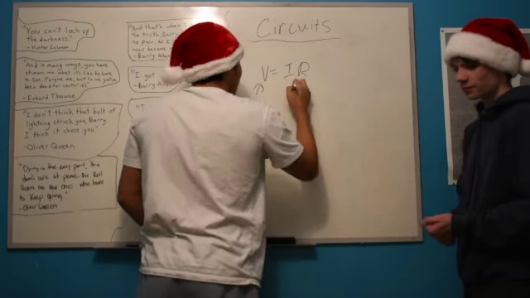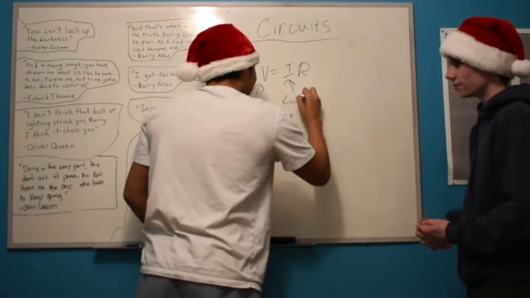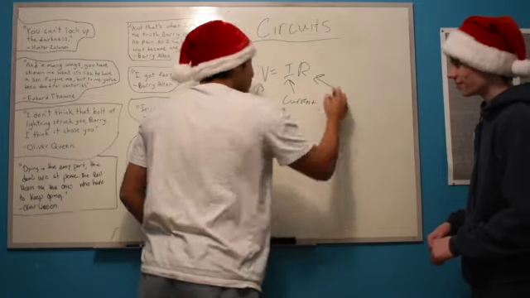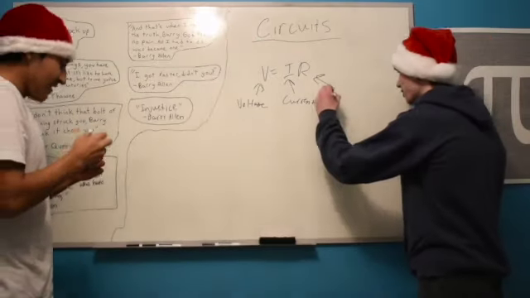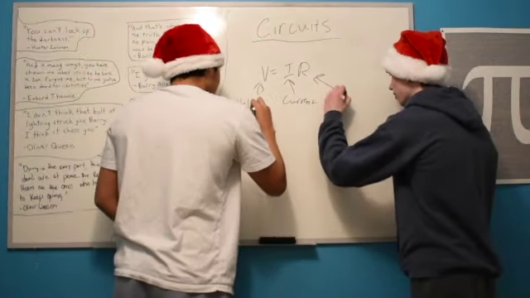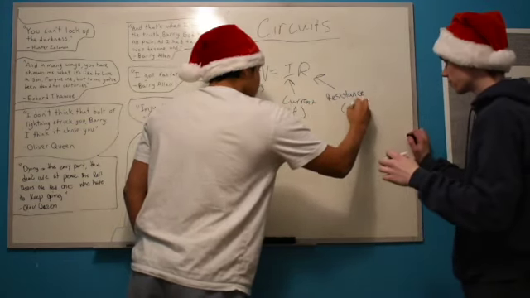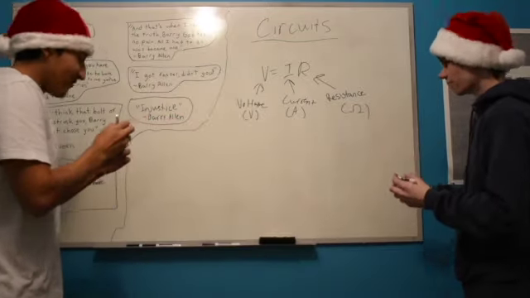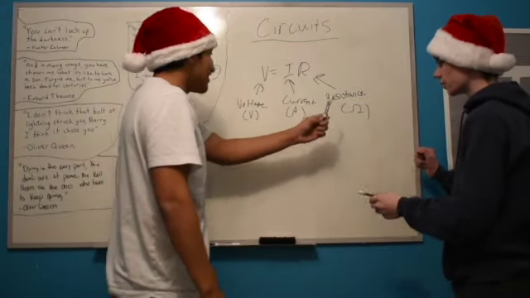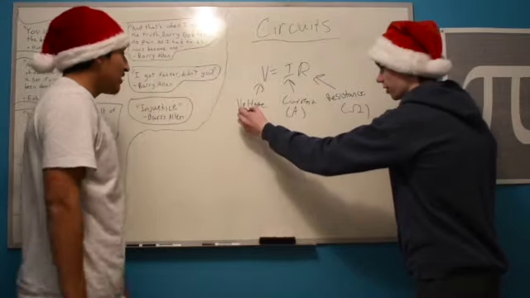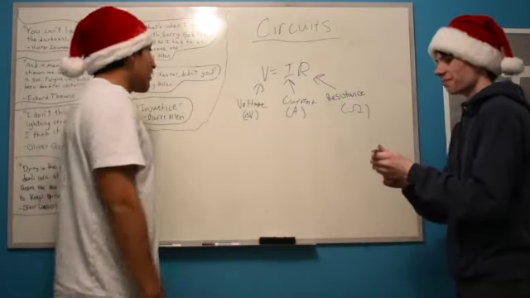Voltage, current, resistance. V is voltage, I is current, and R is resistance. The units are: voltage in volts, current in amps, resistance in ohms.